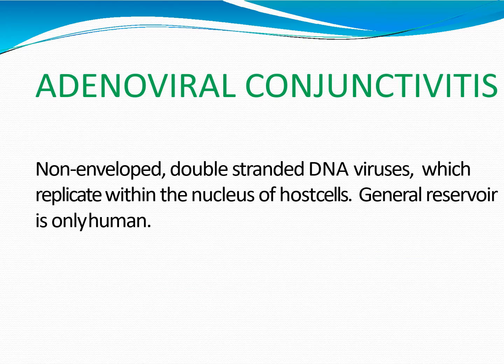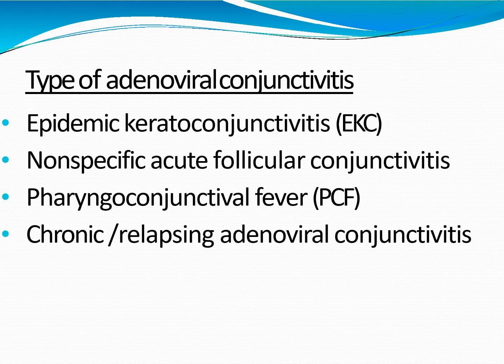Adenoviral conjunctivitis. It is usually a non-enveloped, double-stranded DNA virus which replicates within the nucleus of host cells, and it acts as a general reservoir only in humans. There are various manifestations of adenoviral conjunctivitis: epidemic keratoconjunctivitis, non-specific acute follicular conjunctivitis, pharyngoconjunctival fever, and chronic relapsing adenoviral conjunctivitis.